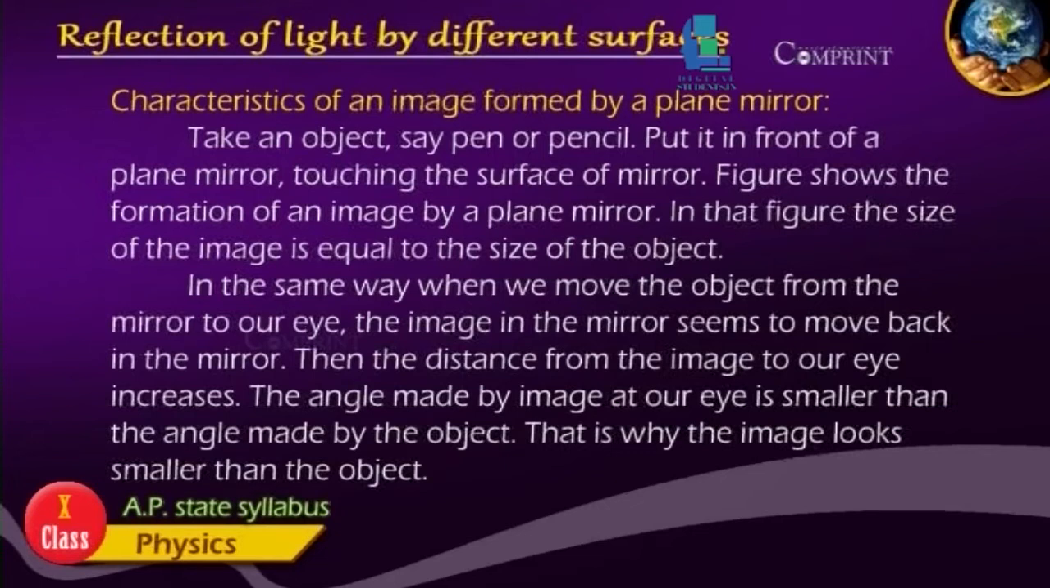In the same way, when we move the object from the mirror towards our eye, the image in the mirror seems to move back in the mirror. Then the distance from the image to our eye increases. The angle made by the image at our eye is smaller than the angle made by the object. That is why the image looks smaller than the object.